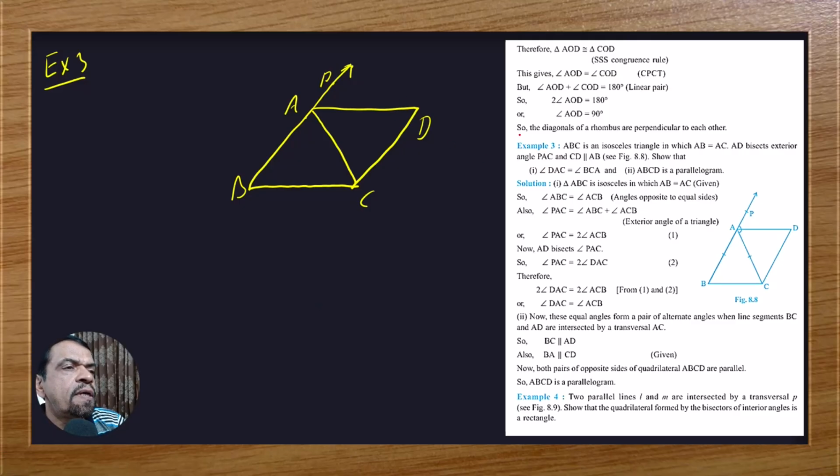Now see student, example 3 is very important. Given that ABC is an isosceles triangle, these sides are equal, and this angle is bisected by this line AD. We have to prove that angle DAC equals angle BCA. And the second part, we have to prove that ABCD is a parallelogram.